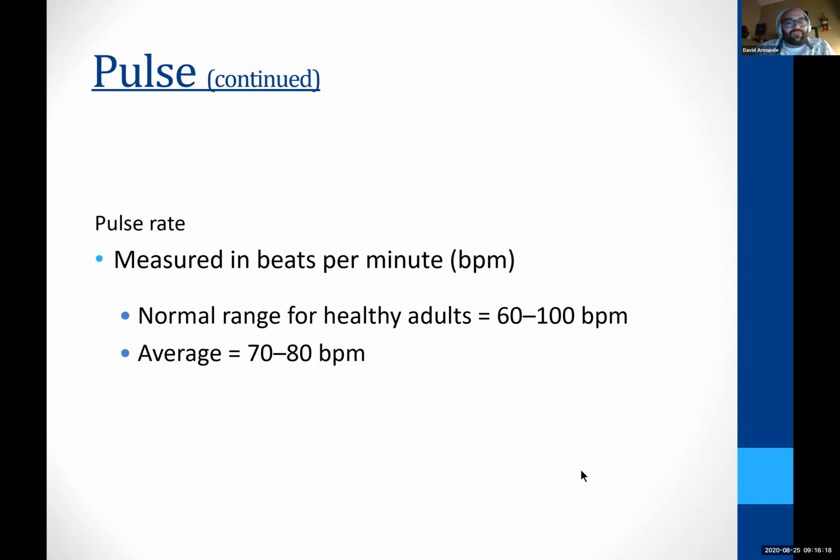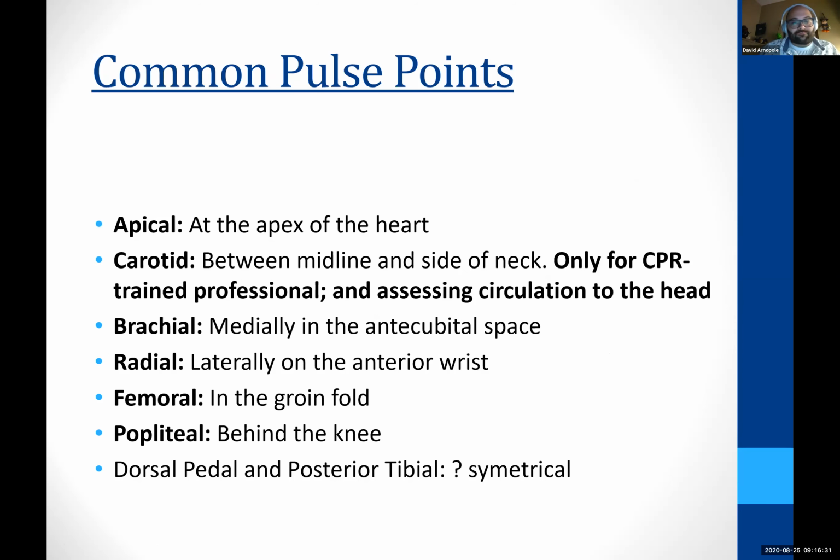Pulse rate. Hey, look, we've got our numbers in there again, 60 to 100. It's important to know. Your average is 70 to 80, but the normal rate is 60 to 100. Common pulse points are places you can check it. You've got the apical section, which is the most accurate because you're specifically measuring the apex of the heart.